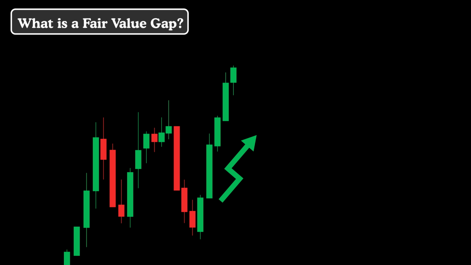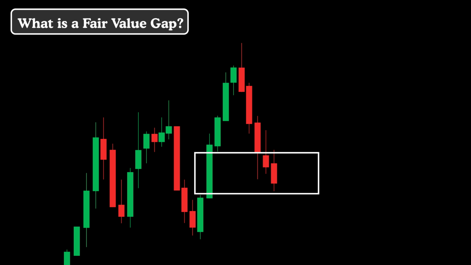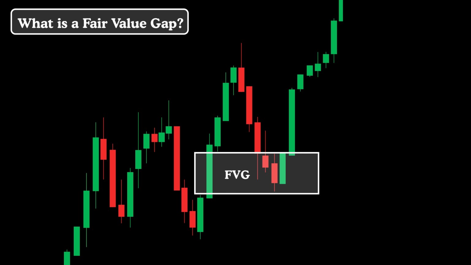So, first, let's break down what a fair value gap is. A fair value gap is a price imbalance formed when the market moves extremely fast. When price moves rapidly, certain zones are left behind where proper buying or selling cannot take place. We refer to that zone as a fair value gap. This gap behaves like a magnet. Price frequently comes back to that zone to remove the imbalance.